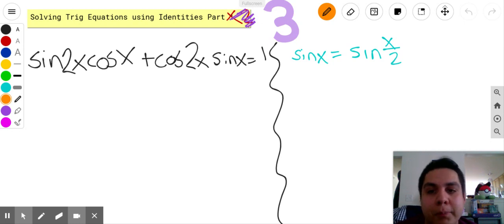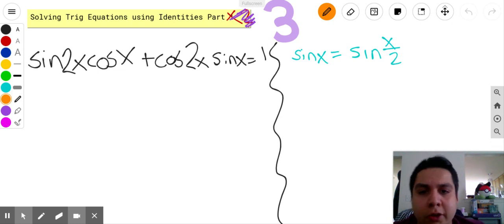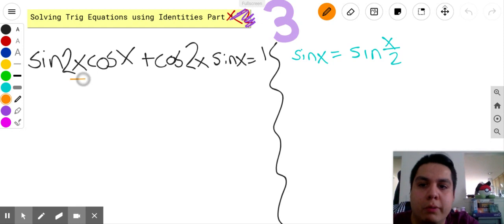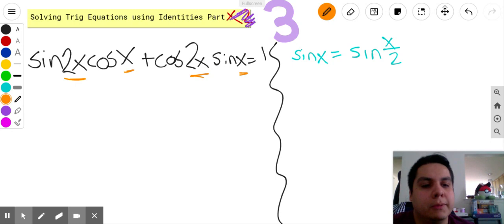So, today we're going to talk about identifying sum and difference identities as well as half-angle identities in order to solve trig equations. So let's get started. For the first example, we have sine of x cosine of x plus cosine of 2x sine of x equals 1. When you are trying to solve trig equations, you want the inputs of the trig functions to be the same. So we have a 2x, we have an x, we have a 2x, we have an x.